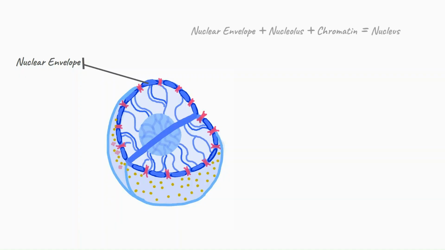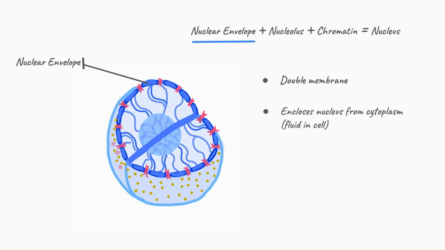So first we're going to look at the nuclear envelope. This is the blue colored double membrane in the image on the left. The nuclear envelope lines and encloses the nucleus from the cytoplasm. The cytoplasm is the fluid that is within the cell. And as the nuclear envelope is double membranous, there is an inner and outer membrane. And these layers are perforated by nuclear pores, meaning that the nuclear envelope is riddled with these tiny holes, and these are important for transportation.